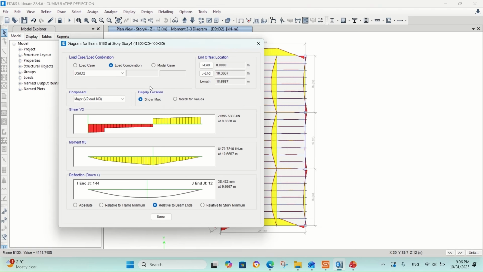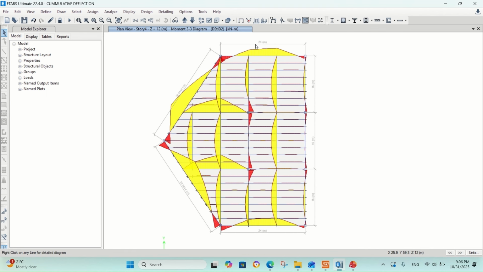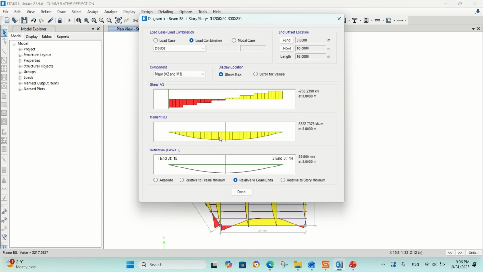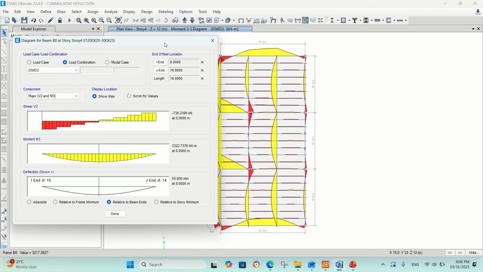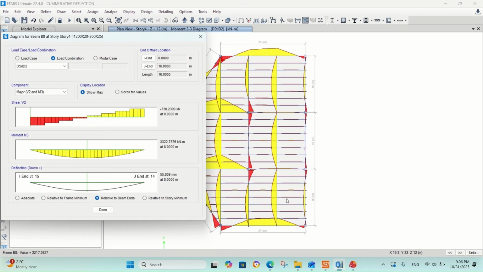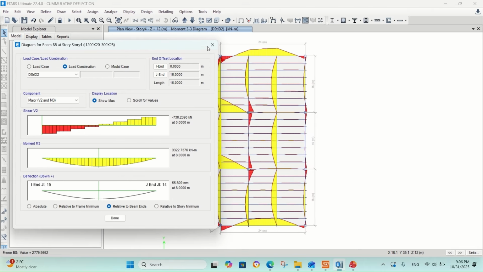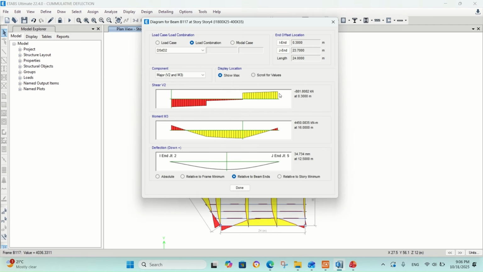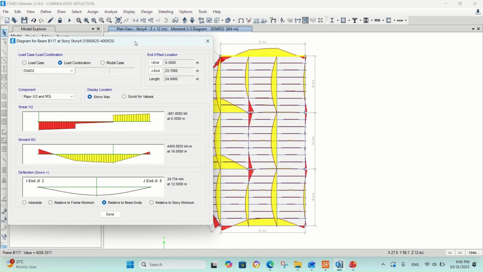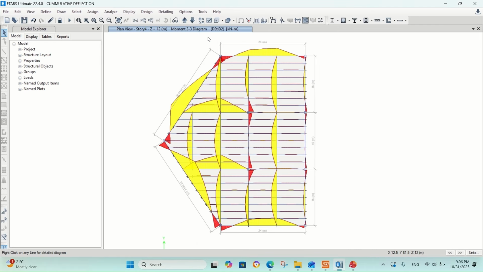Here, this beam is 18.67 meter and the deflection is 38 millimeter, so it's also below the limit. This beam's deflection is similar to the beam at this grid. It's also below the limit. We do the same for all other beams.